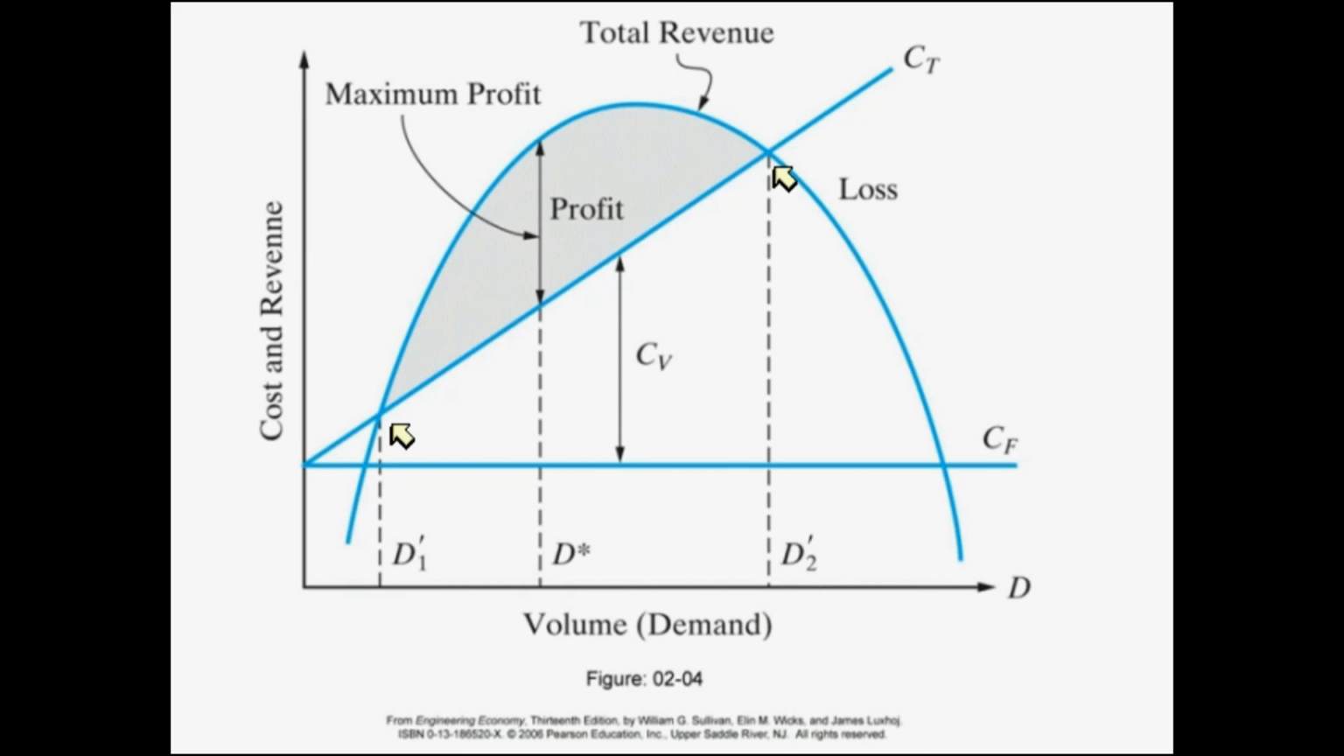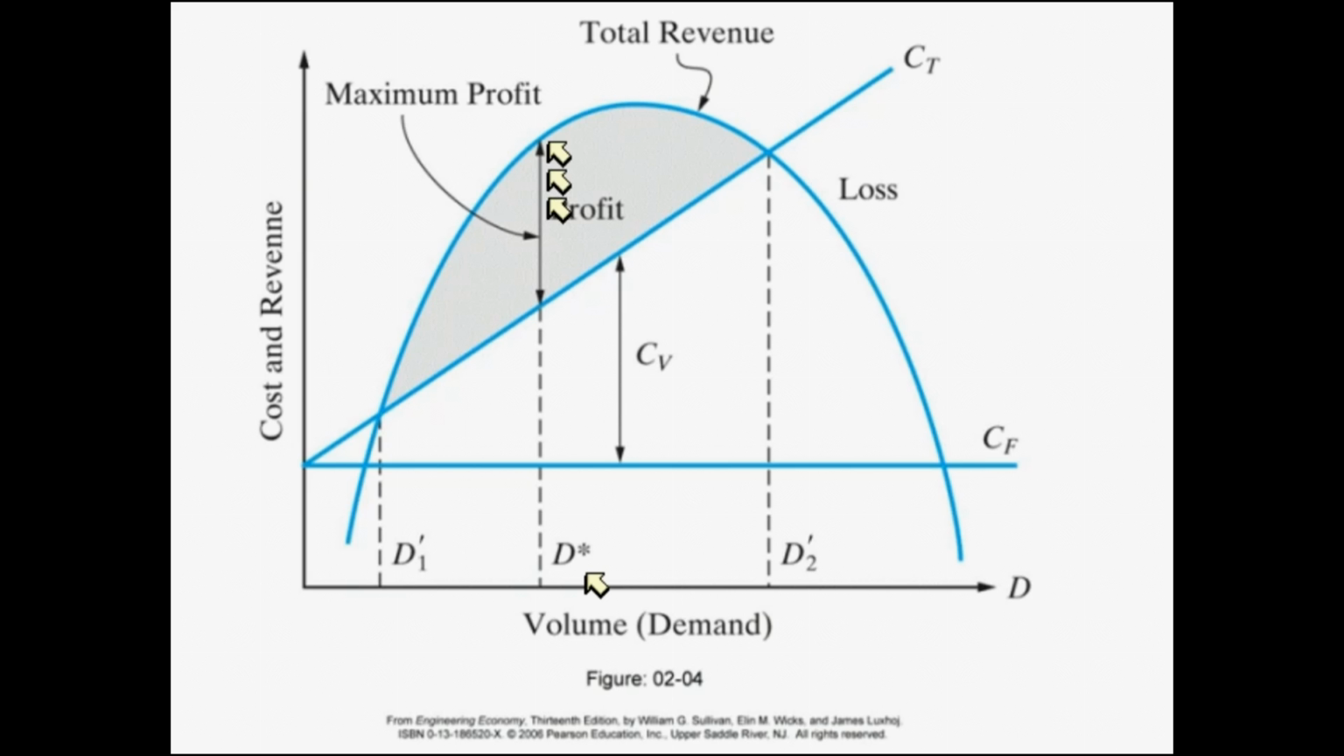and then when you get past D'2, what that means is that you've lowered the price so much that your revenues are declining. Even though you're selling more, your revenues are going down, and your costs still continue to go up, your total costs, because there is a variable cost per unit for every one of them sold. And so you want to be right of D'1 and left of D'2, and hopefully you'd be at D star, because D star is the number of units associated with maximum profit.